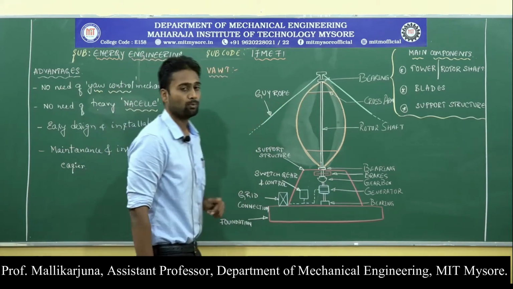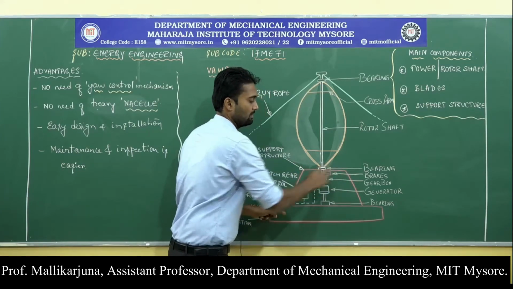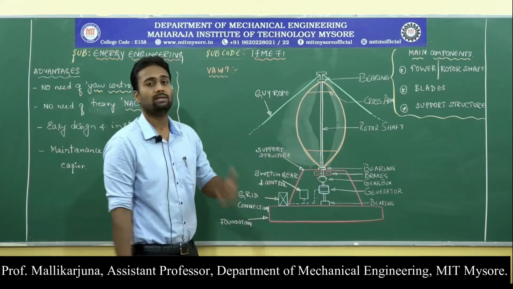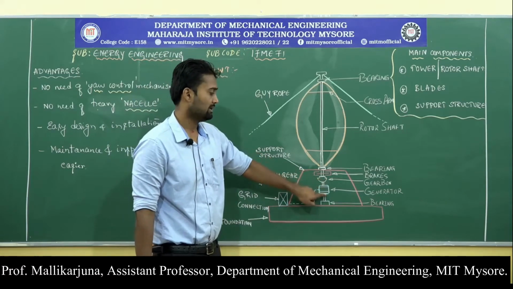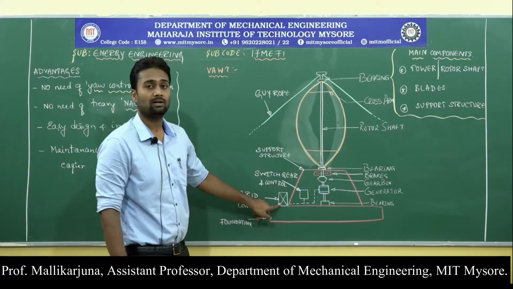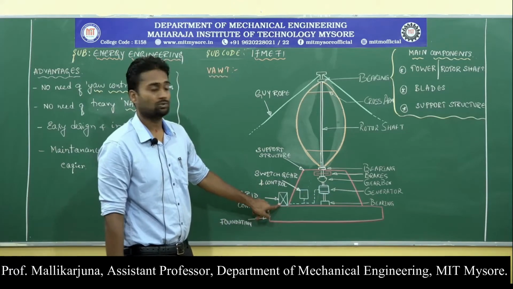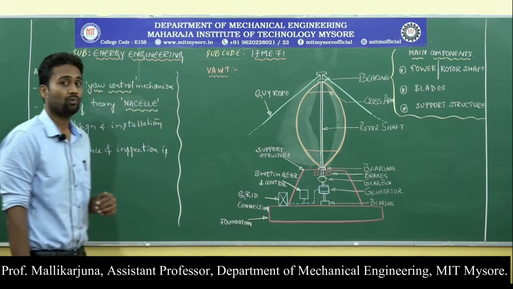And the last thing is the support structure. This is the support structure, inside which we have many power generating components such as gearbox, generator, switch control mechanism, and along with that grid connection. So this is regarding the main components of the vertical axis wind turbine.